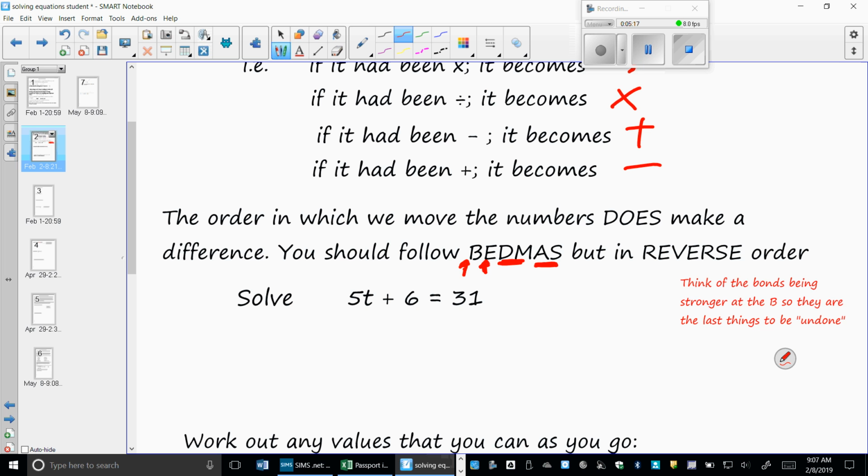So we're trying to get our letter on its own. That's what we're focusing on. So we're focusing on our left-hand side. Are there any additions or subtractions? Yes. So there is a +6. So what are we going to have to do? We're going to have to subtract 6. And we're going to have to do that to both sides.